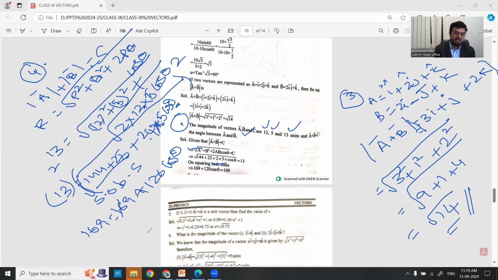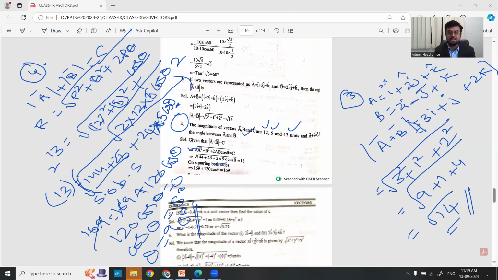Then after that, 120 cos theta is equal to 0. Cos theta is equal to 0 because the other side cancels everything. So cos theta is equal to 0, that is theta is equal to 90 degrees, because cos 90 is 0. Right? Got it? Simple. Same formula.